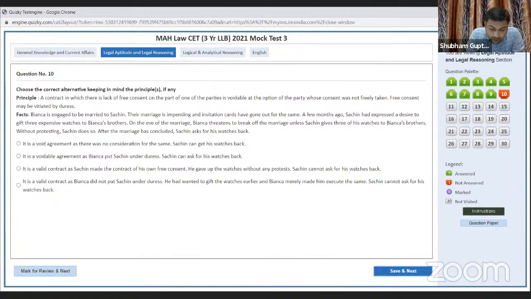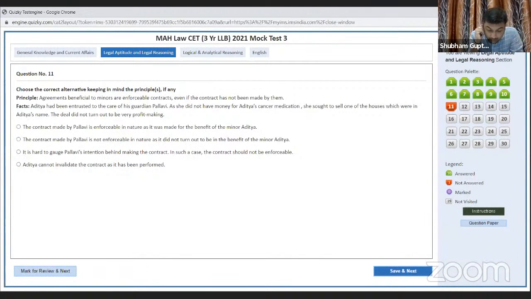It is a voidable contract. It is a voidable agreement as Benika put Sachin under duress. So this states the correct information which is from the principle. So B should be right.